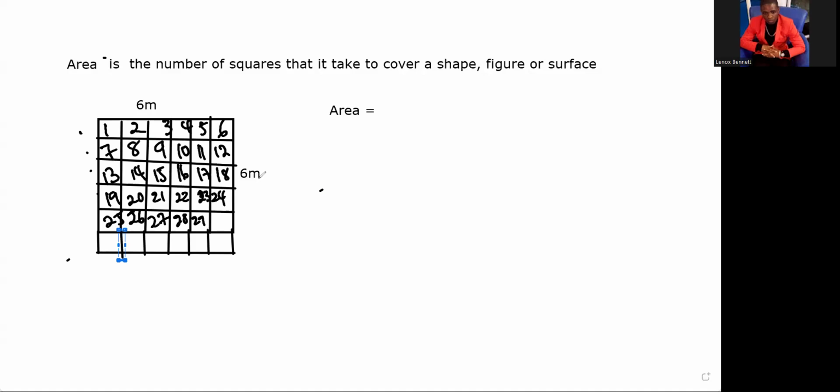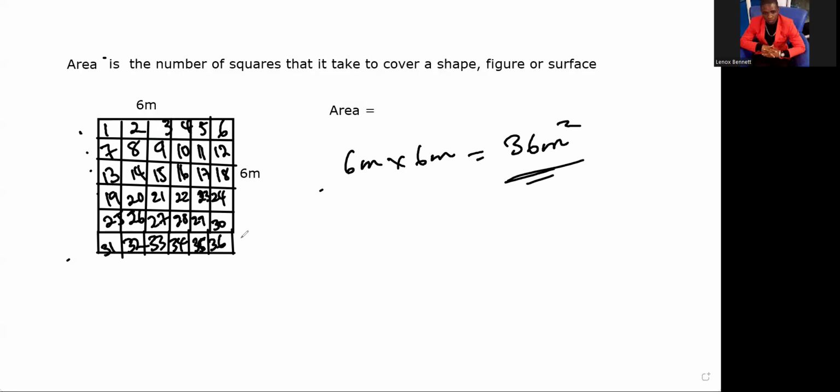So it goes. So we have 30, 31, 32, 33, 34, 35, 36. As I said, 6 meters times 6 meters will give us 36 square meters. Very good.